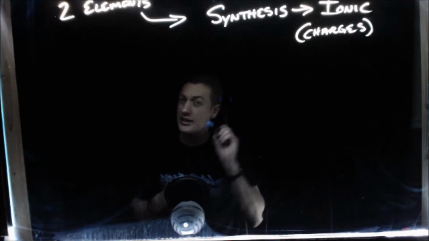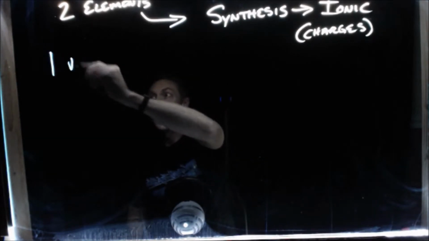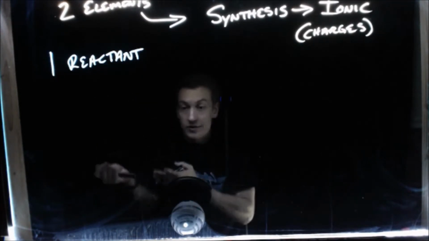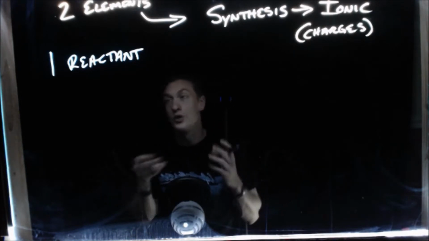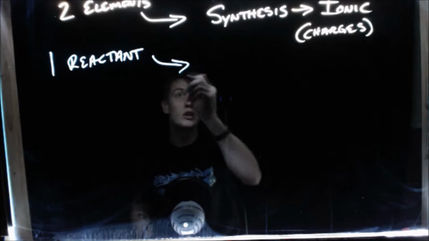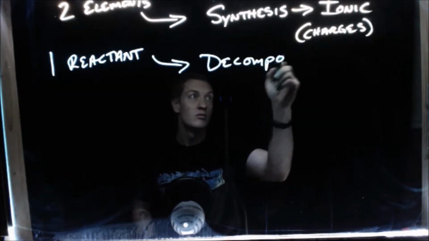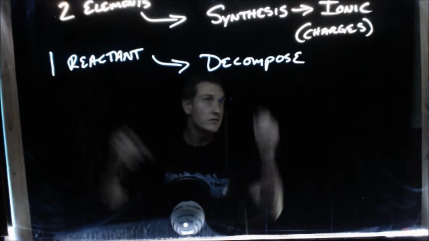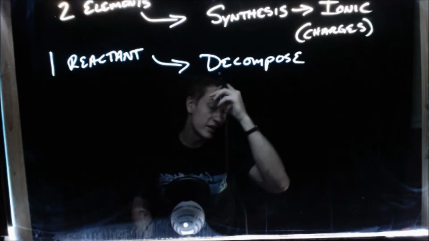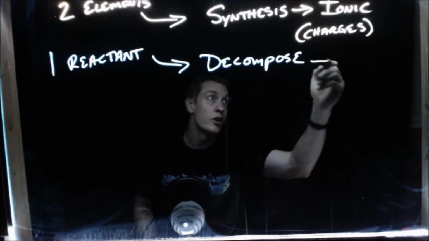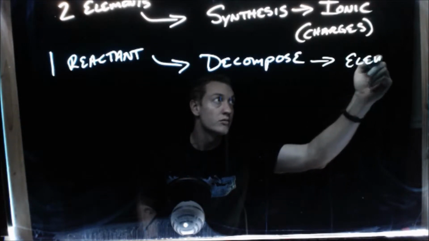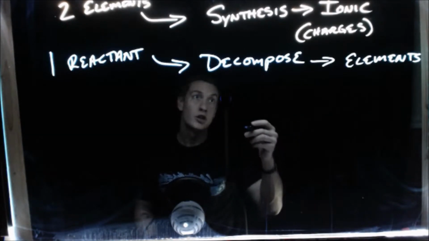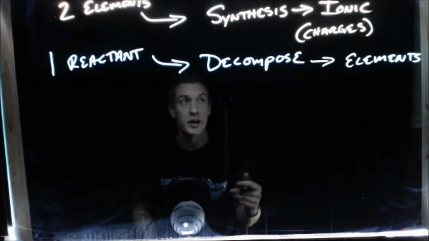The next one, and it's pretty easy to spot, if you only have one reactant, there's nothing that can replace something, there's nothing that can join together. That one reactant is going to decompose. It's going to break down into simpler things. So, one reactant, it's going to be a decomposition reaction, and then if it's a decomposition reaction, it can either break into its constituent elements, and that's pretty common in terms of the types of questions a chemistry teacher might ask.